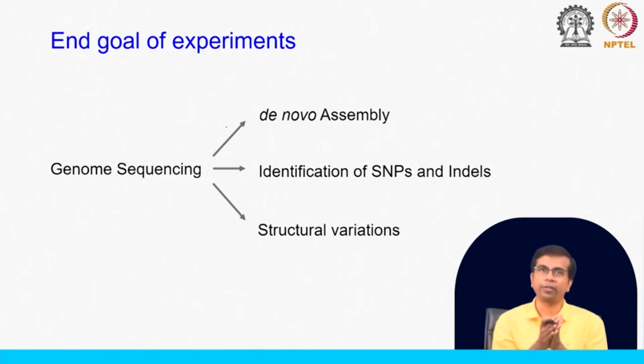So, for example, for genome sequencing, you have de novo assembly, you might be interested in sequencing a new genome, where you will do the assembly. You can have identification of SNPs and indels, you are studying a population and looking at genetic variation, for example, or you might be interested in structural variations, recombinations, rearrangement, gene fusions, etc.